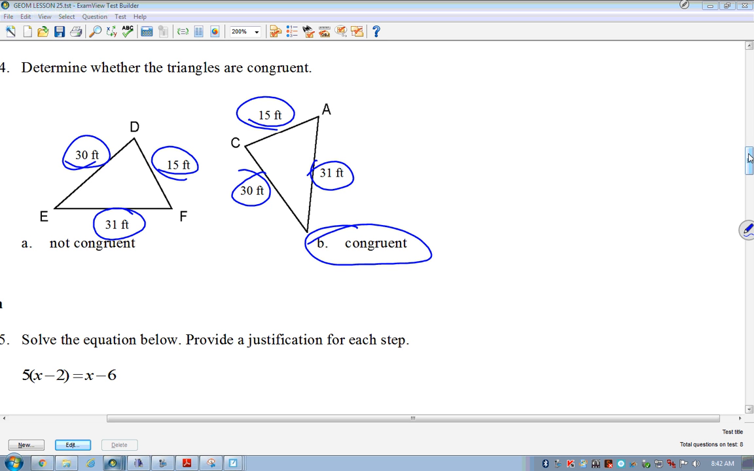Okay. And our work there would be 30 equals 30, 15 equals 15, 31 equals 31. I've got three sides, side, side, side congruency postulate. Okay.